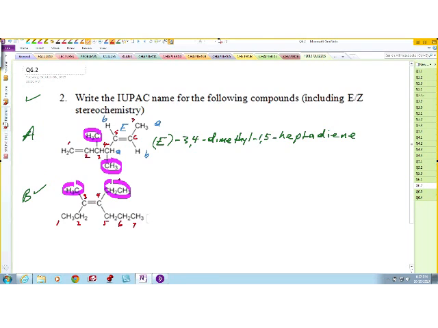To do that, assign priority. Let us focus on this carbon here. This will be priority A, and this will be B. If we focus on this carbon here, this will be priority A and this will be B. So what will be the stereochemistry here? Z. Very good. Being that the groups of the same priority are on the same side of the carbon-carbon double bond, this is Z.